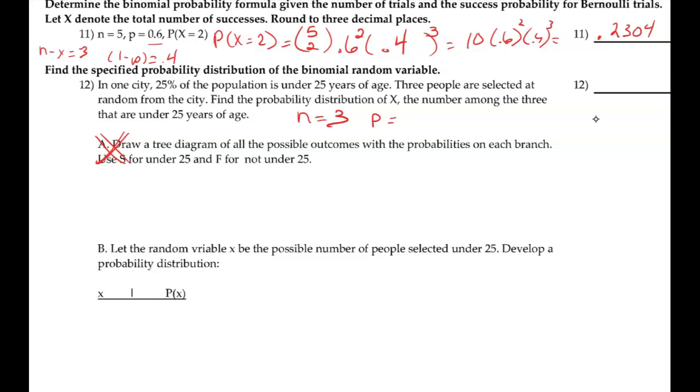Probability of success. What is success in this problem? Success in this problem is getting someone under the age of 25. So the probability of that happening is 0.25. So what's my probability of failure? 0.75. Now notice they don't give you an X because they want you to do the entire distribution.